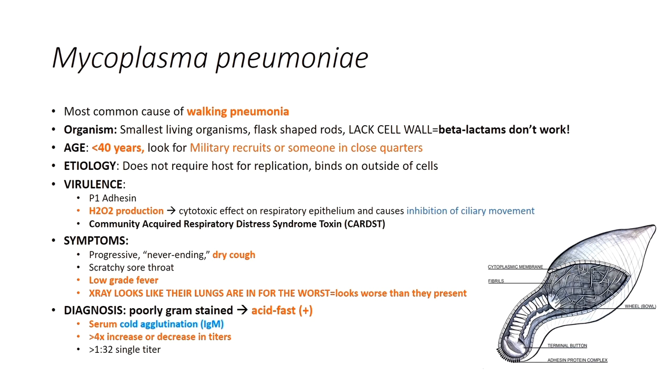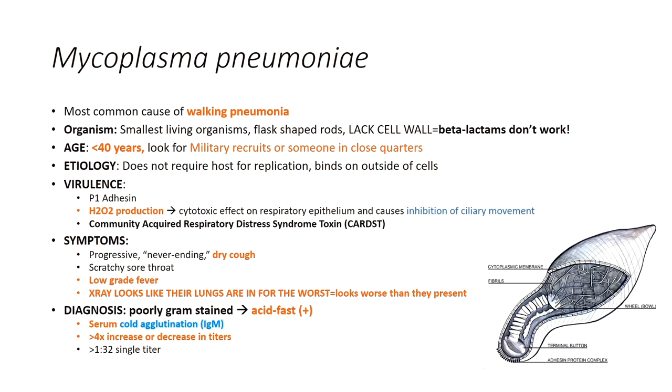This guy can also secrete a community-acquired respiratory distress syndrome toxin, or CARDS toxin. I don't know exactly what that does, but some sort of toxin. It never really came up other than that on the slide, so I'm not sure how high yield that is. You'll have that dry cough, scratchy throat, low-grade fever, and the x-ray looks like the lungs are in for the worst. They look terrible. They look worse than just your typical pneumonias, because your whole lungs are involved.